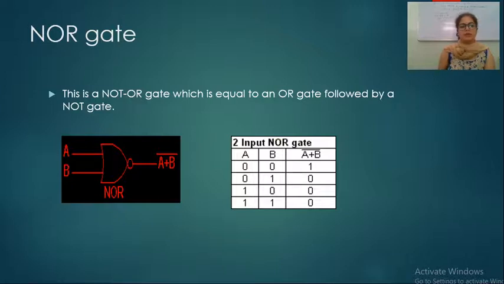Students, here I want to tell you one more thing: NAND and NOR gates are called universal gates. Why are these known as universal gates? Because we can design any other gate from these two gates. This is the reason why NAND and NOR gates are known as universal gates.